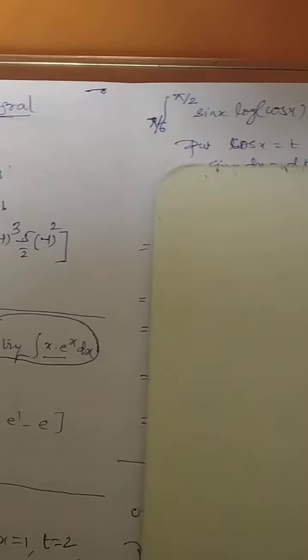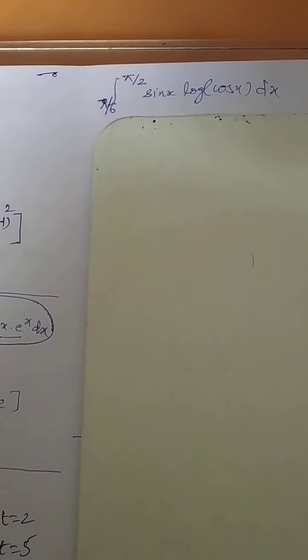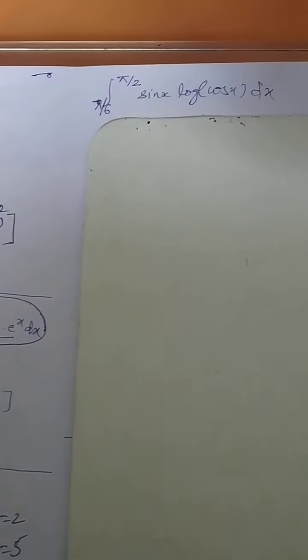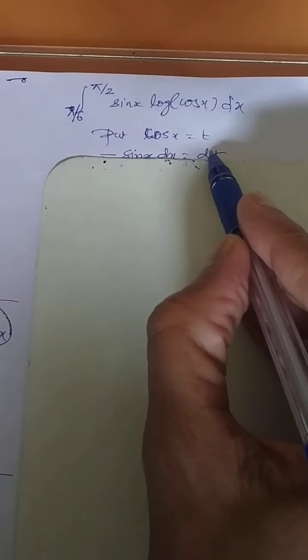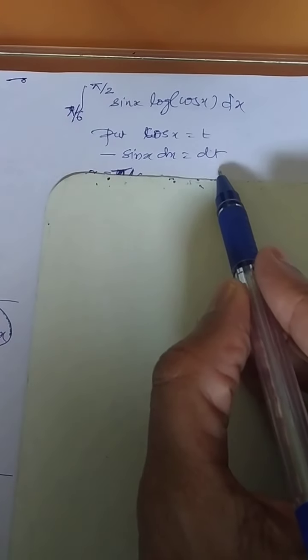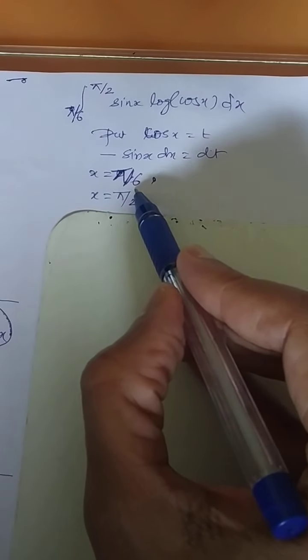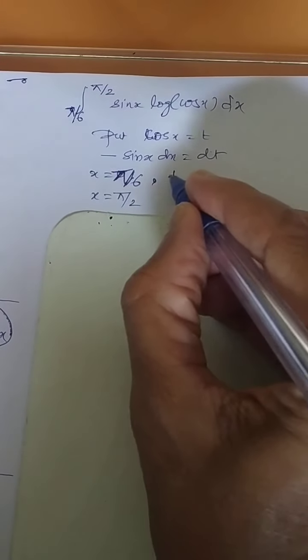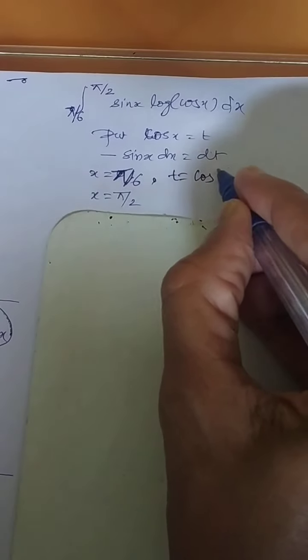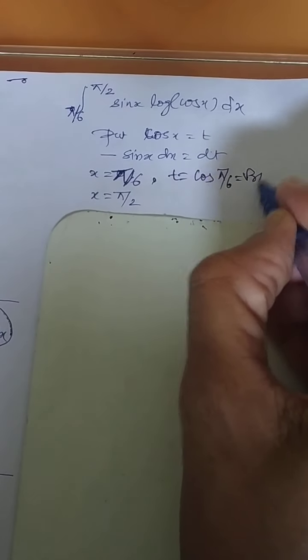Now this is one more question. Do you remember? Always think about the question without limit. This is a question of substitution. What is the substitution? Cos x is equal to t, so minus sin x dx will be equal to dt. Limit change. If x is equal to pi by 6, t is equal to cos of pi by 6. Pi by 6 is 30 degrees. Cos pi by 6 is root 3 by 2.